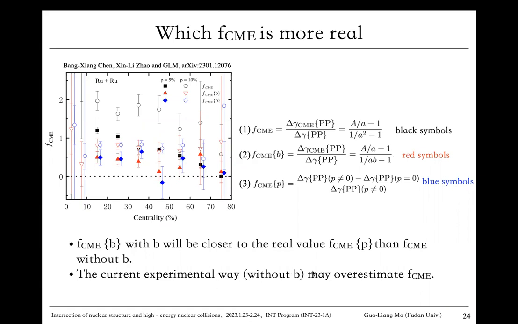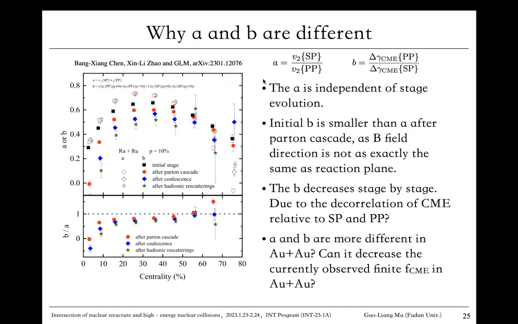So I will argue the current experimental way may overestimate the FCME. So this is the last one. Let's try to understand why A and B are different. This is an important result. So this is the definition of A and B.